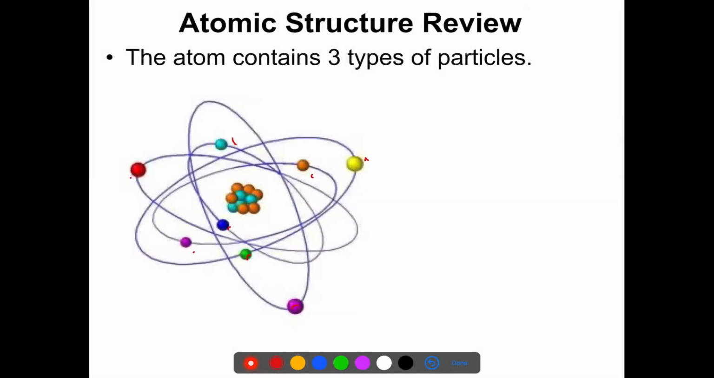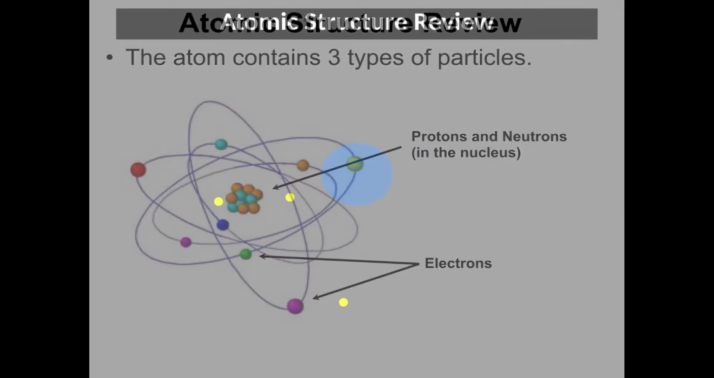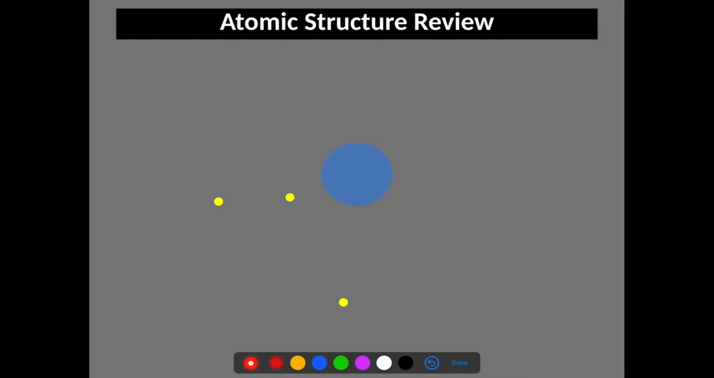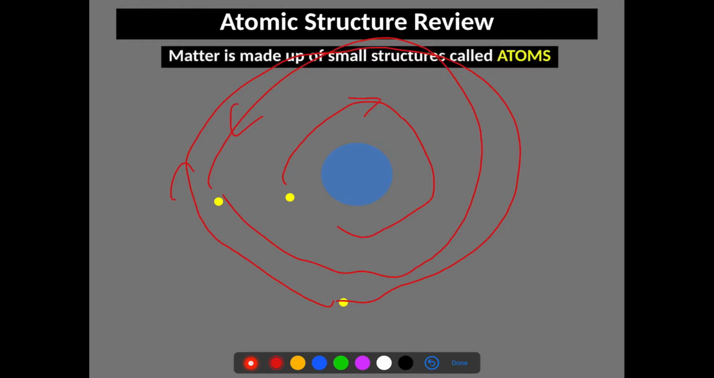The atom contains 3 types of particles. We have the protons and neutrons in the middle, and all these guys on the outside are called electrons. I'm hoping you guys have heard about these things. Unfortunately, in my PowerPoint, these electrons were flying around in circles. It was really great. So electrons kind of orbit around the nucleus.